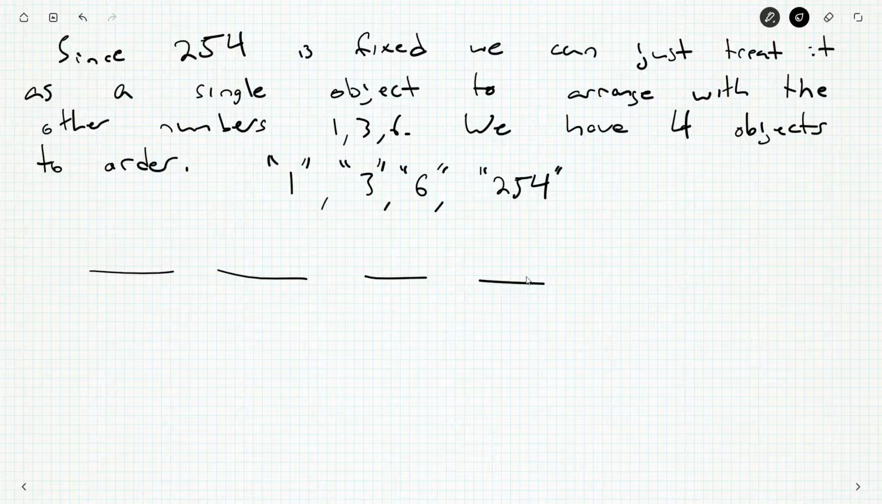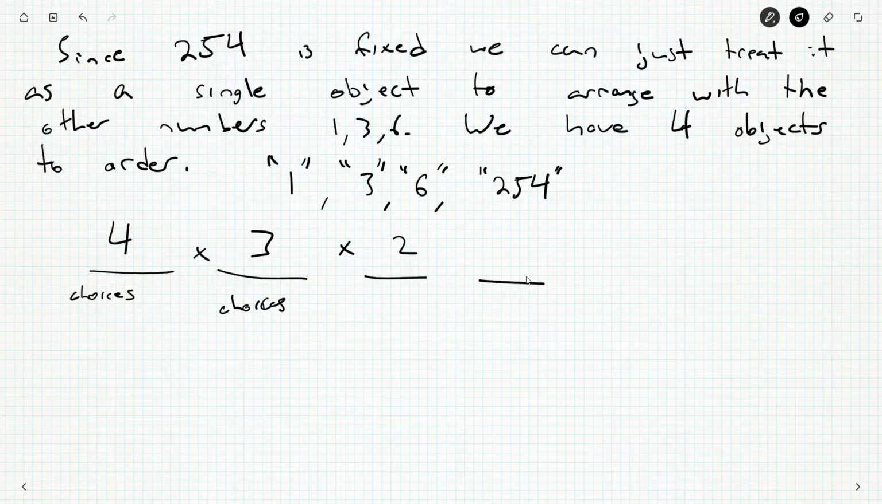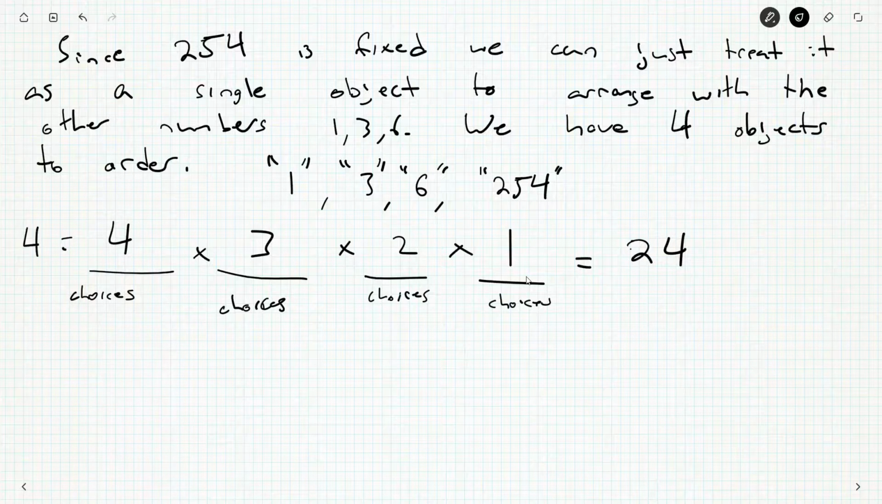We have 4 choices for the first thing, times 3 choices. Once we remove, say, the 3, we're left with 1, 6, and the big thing. Choices for the next one, 2 choices for the remainder, and 1 final thing that will be left over once we've chosen the first, second, and third things. We multiply all these choices together, and we get 24. This is also known as 4 factorial, if you're familiar with it. 4 times 3 times 2 times 1, just like 5 factorial is 5 times 4 times 3 times 2 times 1. Okay.